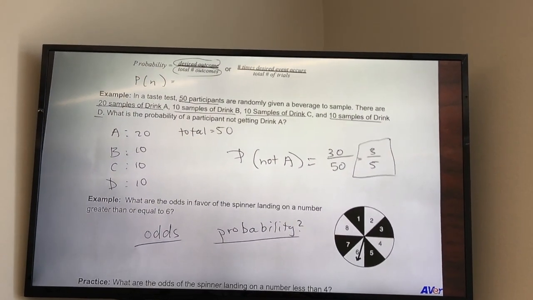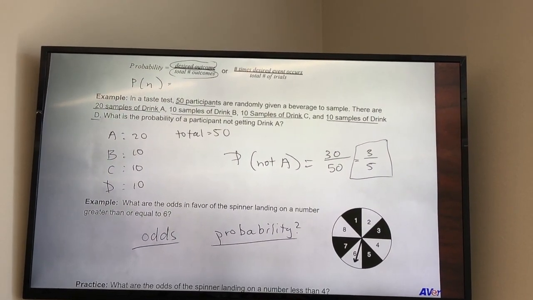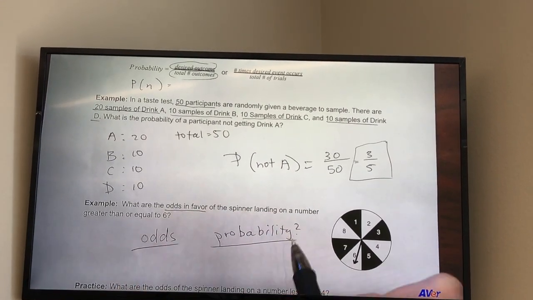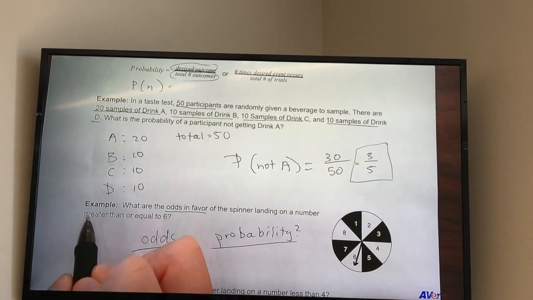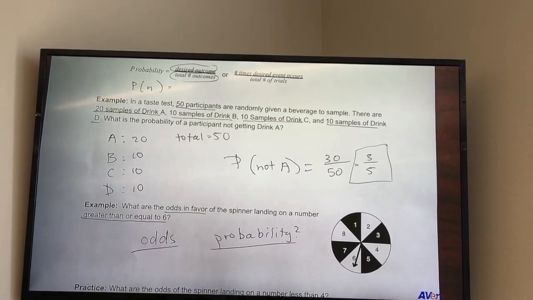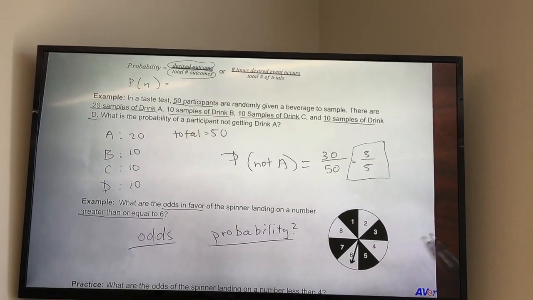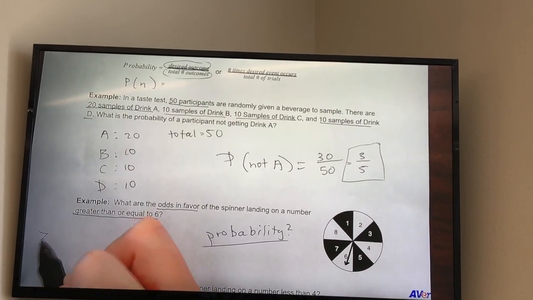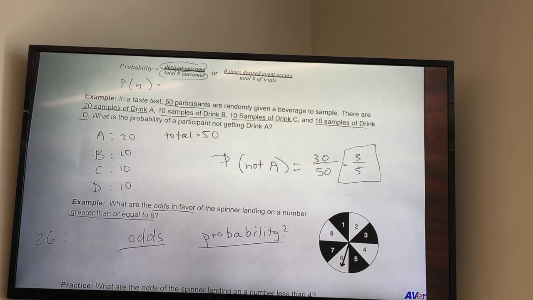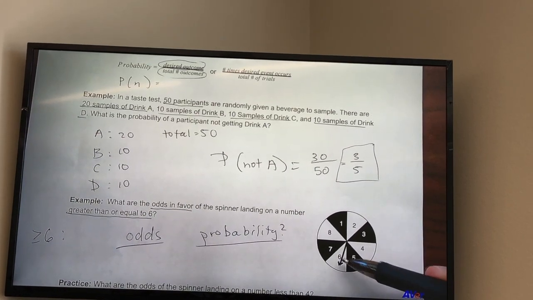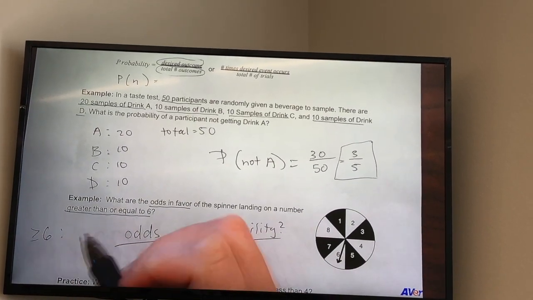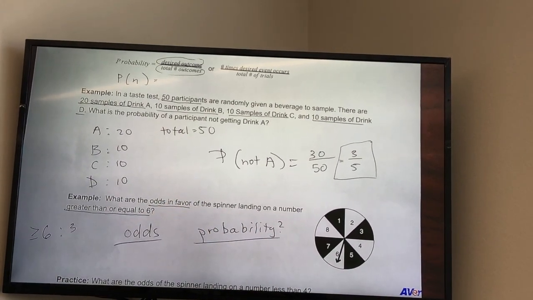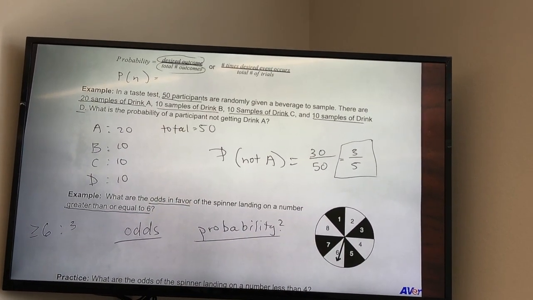Another thing that comes up in probability is odds. So what are the odds in favor of, it's important, odds in favor of the spinner landing on a number greater than or equal to 6. So here's our spinner over here. We want to figure out how many are greater than or equal to 6. Well, that would only be 6, 7, and 8 because it's equal to 6, 7, and 8. That's 3 of them are in favor of getting a number greater than or equal.